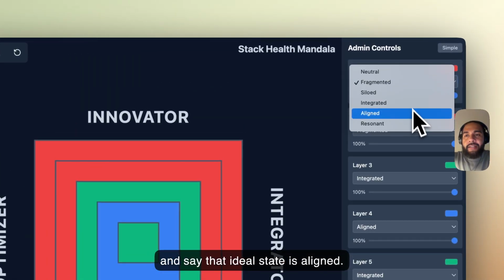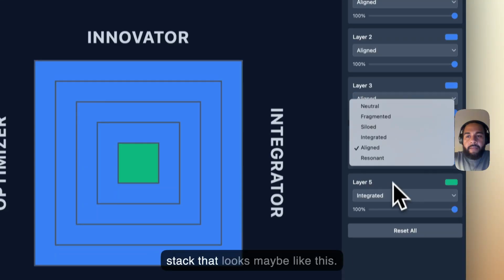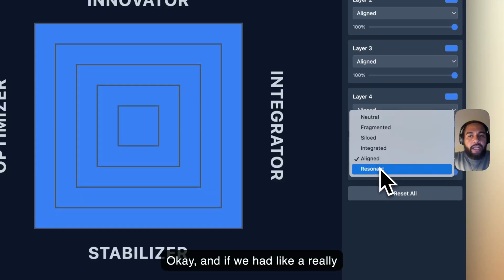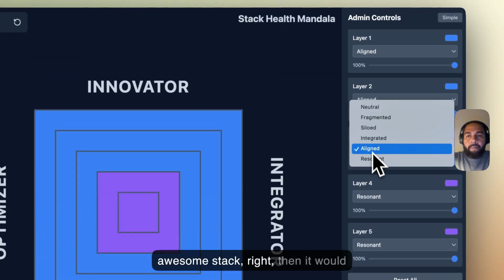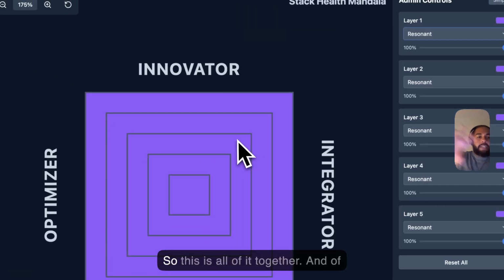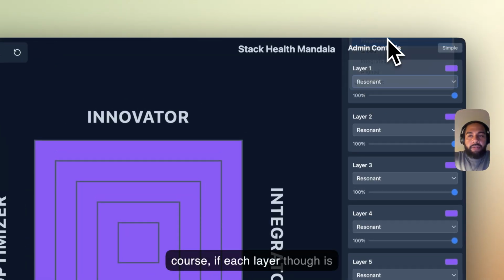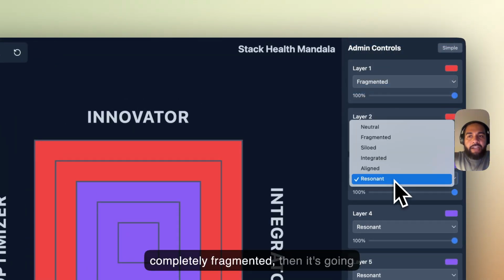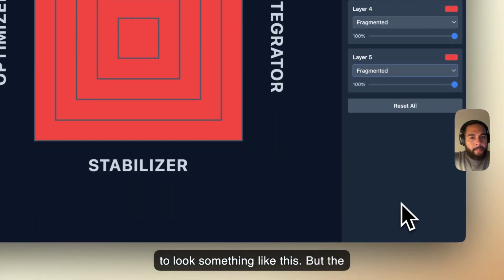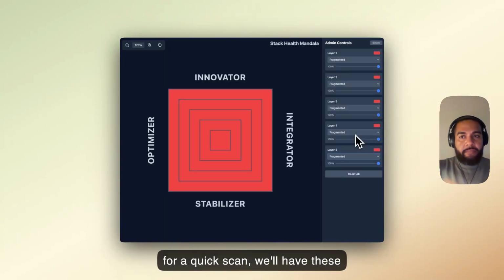And say that ideal state is aligned, then ideally we want to have a full stack that looks maybe like this. Okay, and if we had like a really awesome stack, right, then it would start to look more like this. All right, so this is all of it together. And of course, if each layer, though, is completely fragmented, then it's going to look something like this. But the reality is there's nuance, right? So for a quick scan, we'll have these base colors.